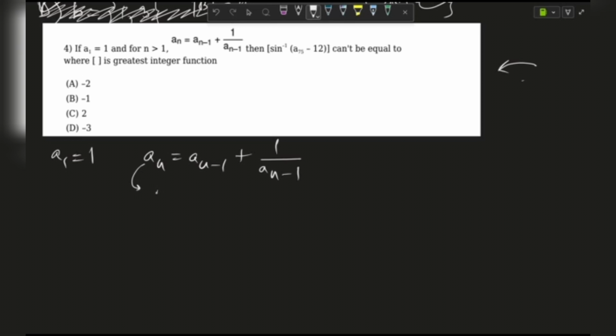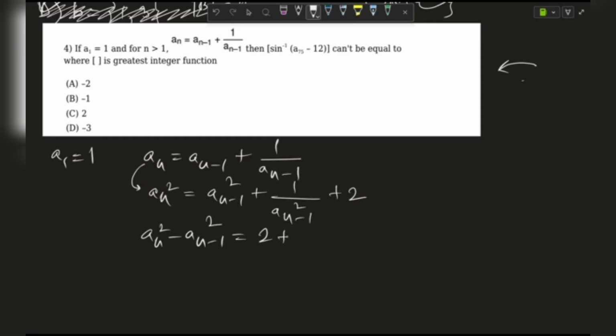Let's square this up. This will be an square equals an minus 1 square plus 1 by an minus 1 square, and this is plus 2. So basically we have an square minus an minus 1 square equal to 2 plus 1 by an minus 1 square. Now 1 by the square of a particular number can never be negative, so this part is positive. So 2 plus some positive quantity will be greater than 2. So the takeaway from here is an square minus an minus 1 square will be greater than 2.